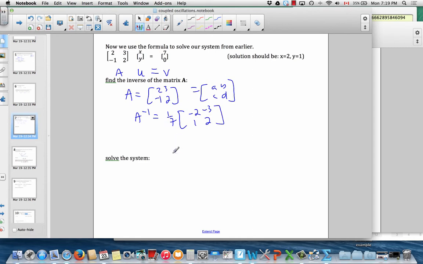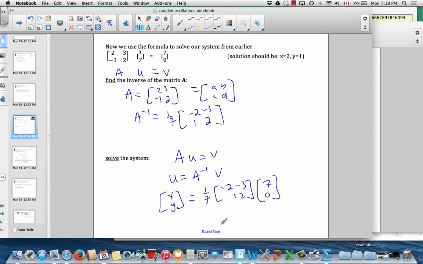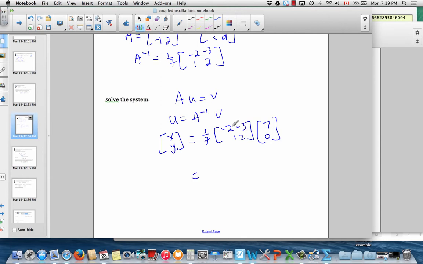So now we can use that to solve the system, because if A times U is V, then pre-multiplying by A inverse on both sides, I get U is A inverse times V. So U was the unknown. It's a vector with x and y component. A inverse is what we just worked out above. We can write it there. And then V was the known answer vector, 7 and 0. So it remains to multiply this out.